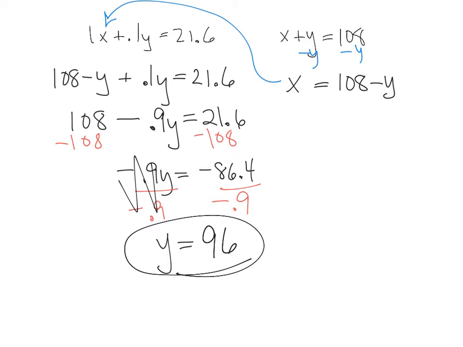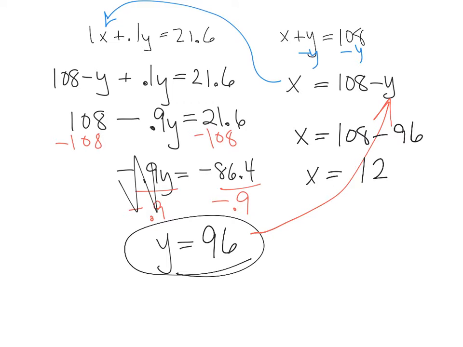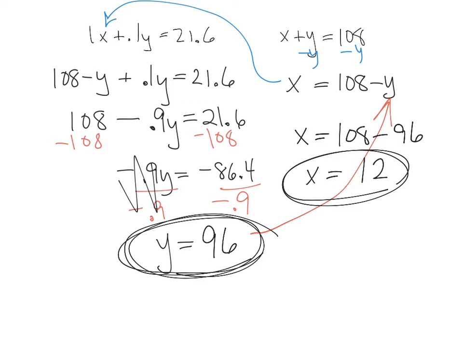So y is equal to 96. And then x, the way we get x is we're going to substitute 96 in for the y. So we end up with x is equal to 108 minus 96. And 108 minus 96 is 12. So x is equal to 12, y is equal to 96.